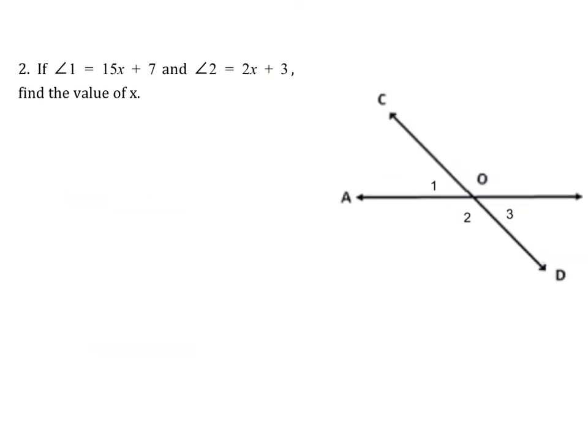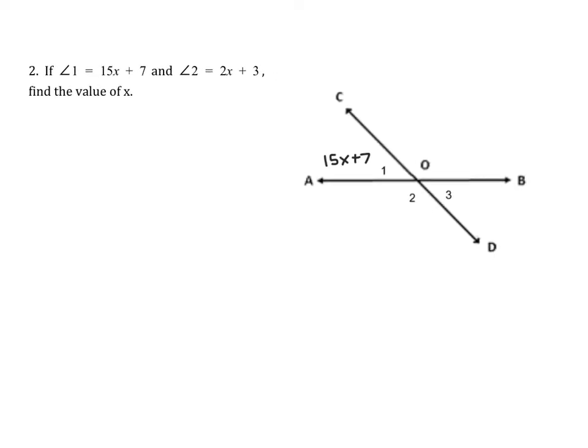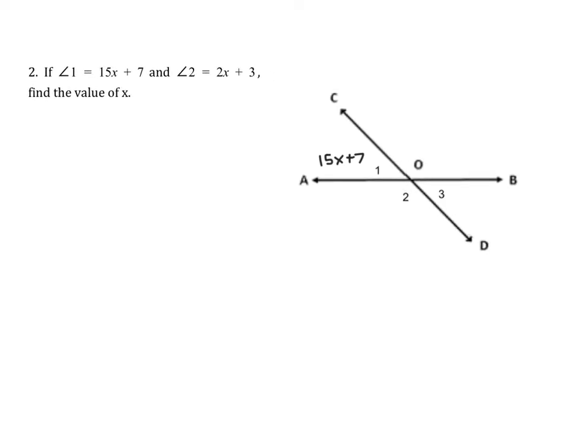Okay, in this problem it says angle 1 is 15x plus 7 and angle 2 is 2x plus 3. Find the value of x. Okay, so let's start by marking up our picture. So it says angle 1 is 15x plus 7 and angle 2 is 2x plus 3. So when you look at these two angles, you might notice that putting them together forms a straight line. And remember, straight lines should add up to 180 degrees.